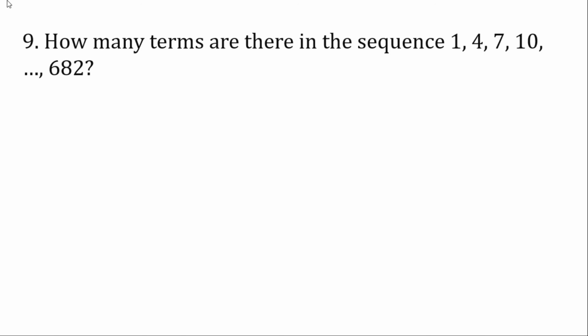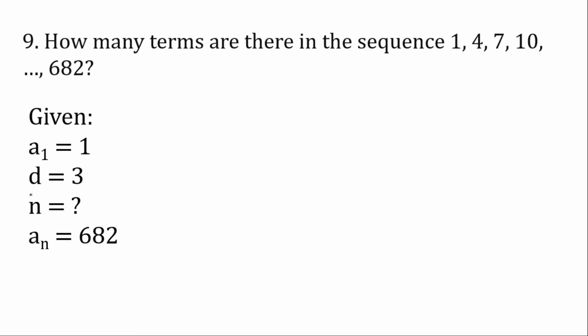Let's see if we can answer this problem. How many terms are there in the sequence 1, 4, 7, 10, and 182? Again, if how many terms is the answer, then we need to find the value of n. We have our first term, our last term, and our common difference, but we don't have n. So let's use again the formula.